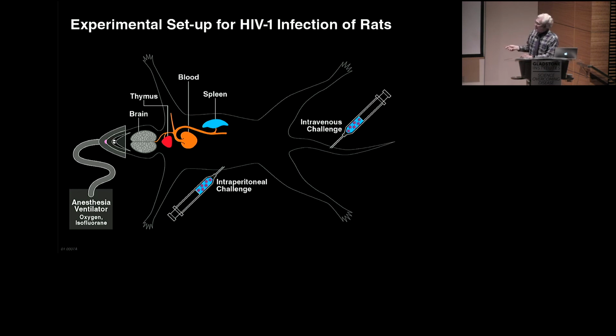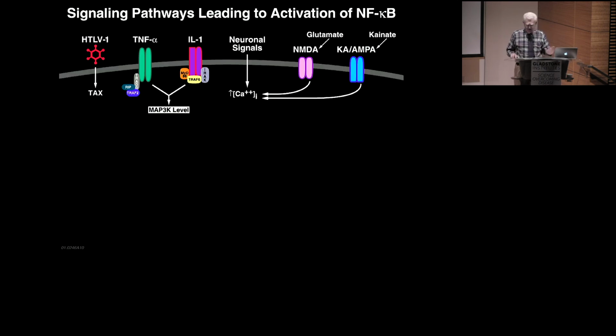In the anesthetized rat, I injected either intravenously or interperitoneally a dose of the HIV virus, followed its course through the blood, and localized it in the spleen, the thymus, and the brain. 35 seconds. Everything I needed to know. Beautiful slide. I know everything I need to know. Okay, here's a slide that I consider not so beautiful.